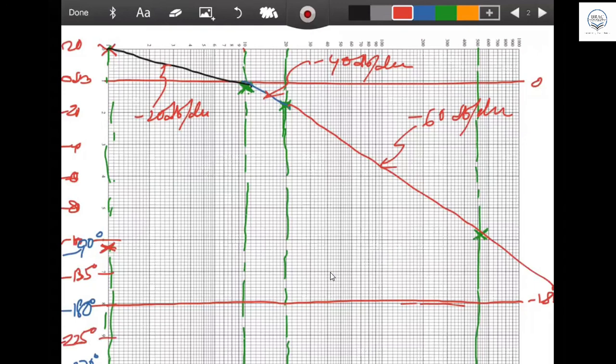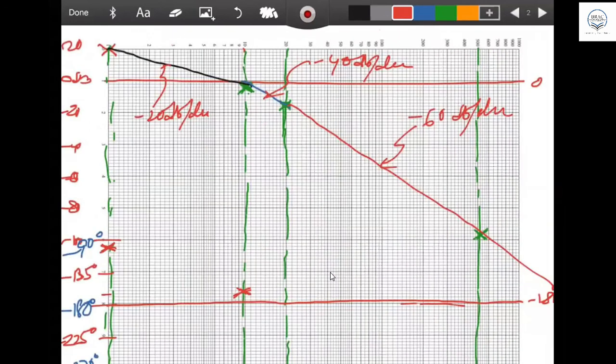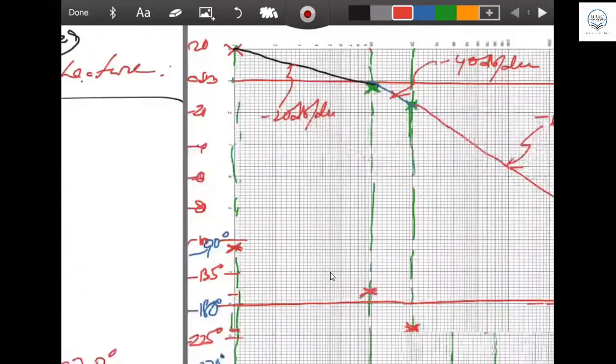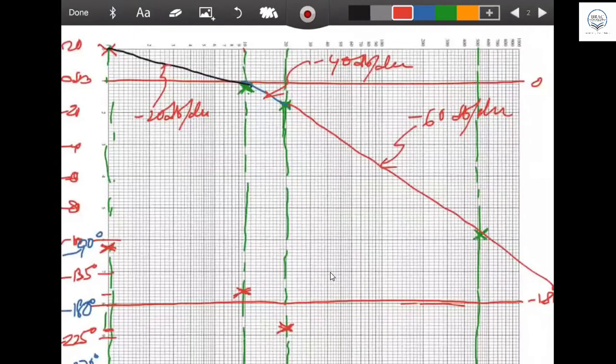So 161 will be somewhere here, you can go 161 approximately. It's not necessarily 100% accurate. And then 198 means almost 200. So 200 is somewhere here, and you can just put approximately 200 somewhere here. And the last one is 266. 266 means 270 will be somewhere here. So you can approximately draw this point here.